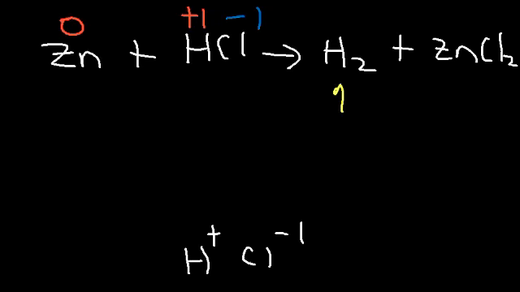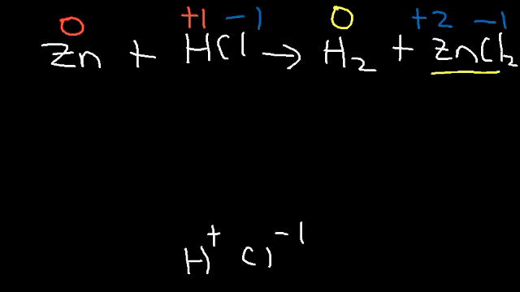Now here we have elemental hydrogen gas. We don't have a compound, we have a pure element. So the oxidation number for elemental hydrogen is always going to be 0. It's 0 for any pure element. Now here we have a compound. Now we know that chloride has a -1 charge. And there's 2 of them, which means that zinc has to have a +2 charge.